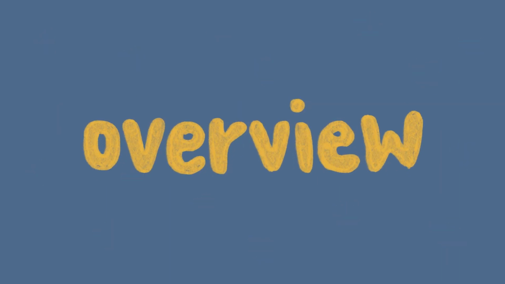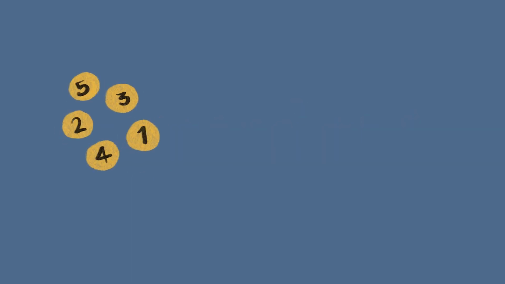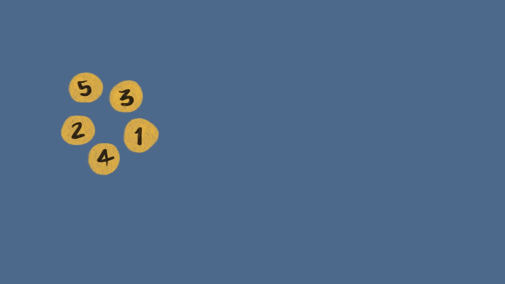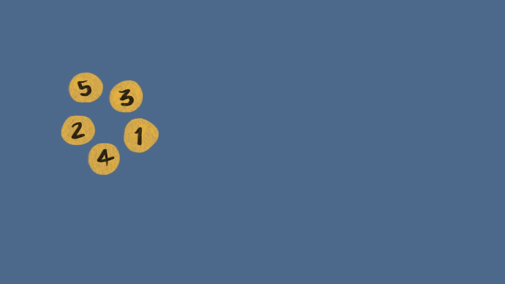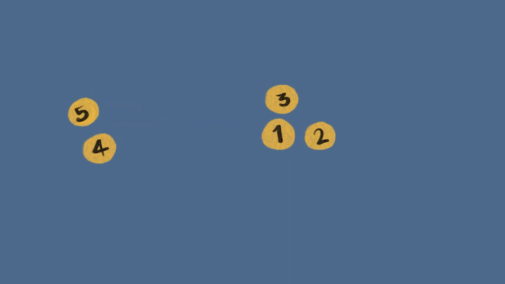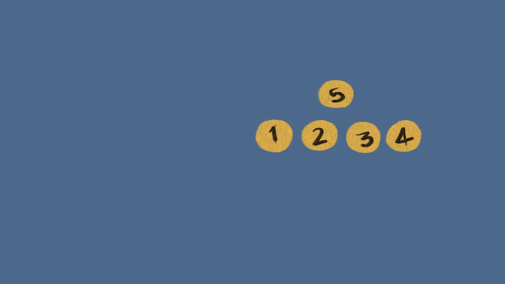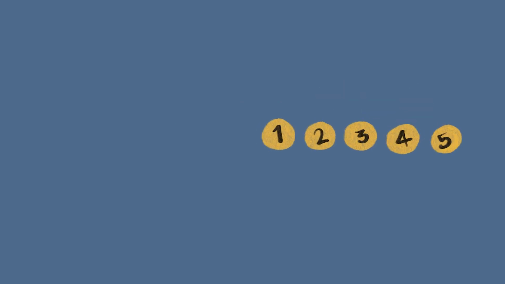Here's a quick overview of the selection sort algorithm. Assume that we want to sort some items in increasing order. The selection sort algorithm does that by first finding the smallest element in the pile and placing it in the first position. Then it finds the second smallest element and places it on the second position, then the third smallest, and so on until there are no more elements left in the pile.